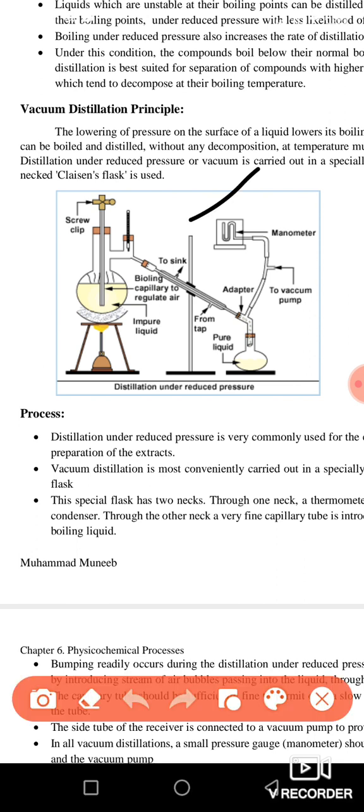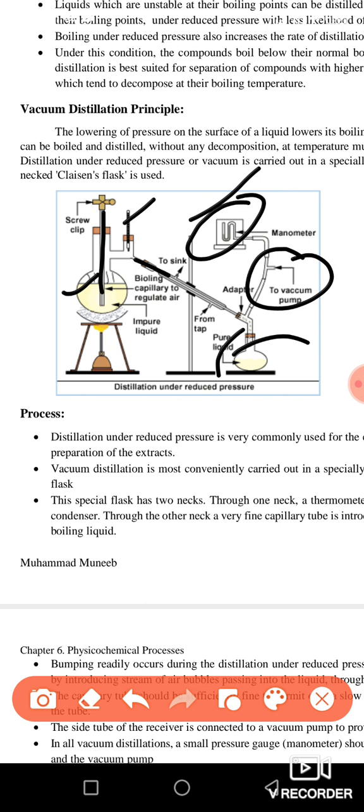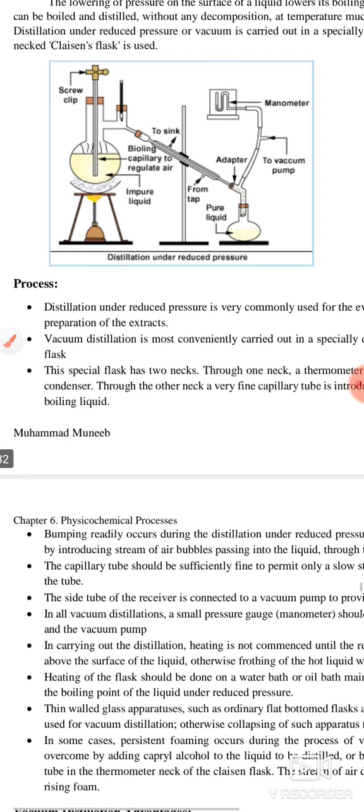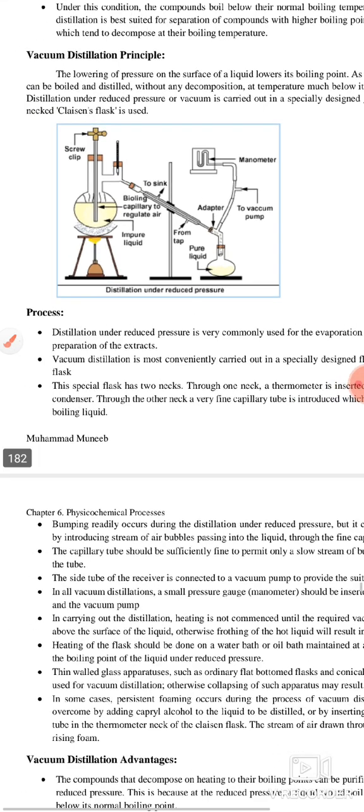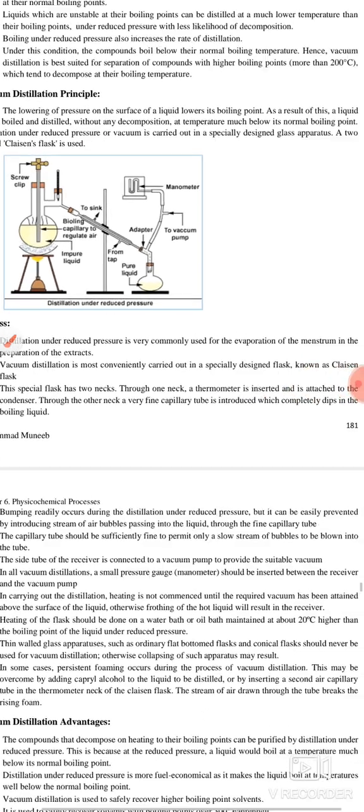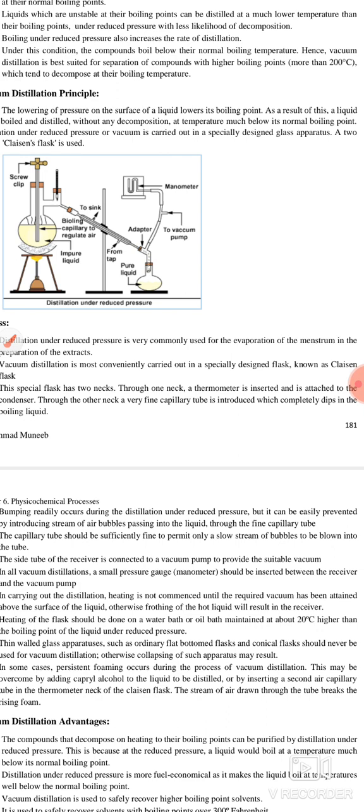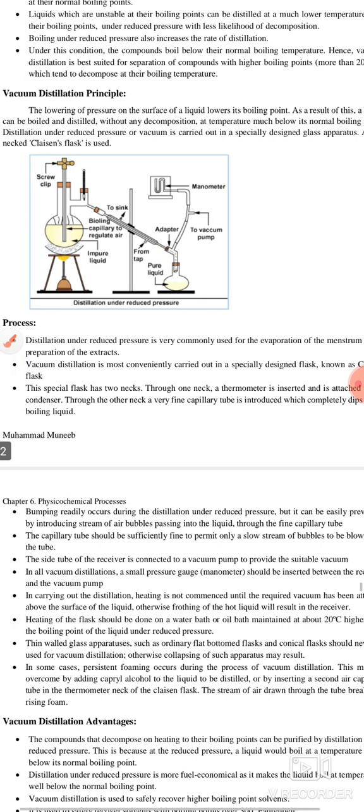So first you can see here in the diagram, this is the manometer, this is the vacuum pump, and this is your distillate fitting with the capillary. The boiling capillary is to provide the regulation of air. Then this is the thermometer, this is the condenser, and this is the pure liquid which is obtained under the reduced pressure. The manometer is used for the measurement of pressure. By inserting a manometer, you can calculate the pressure of a compound at this point.